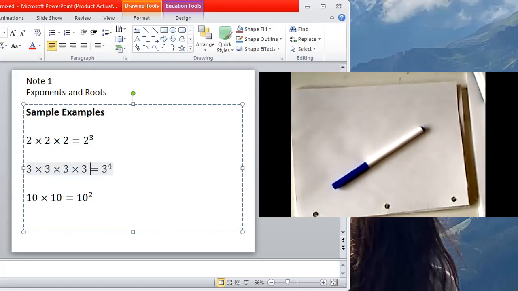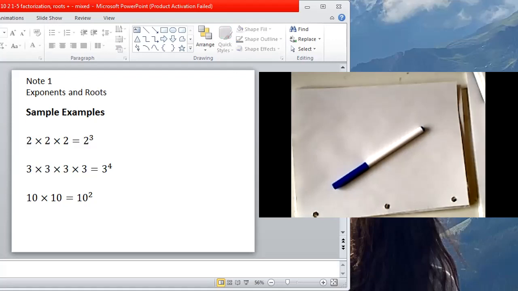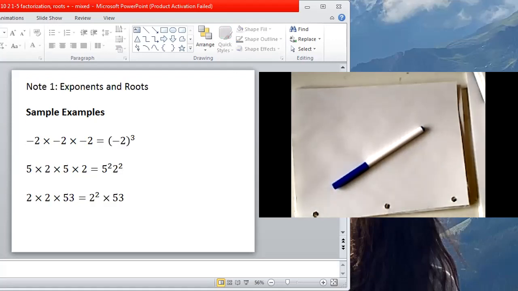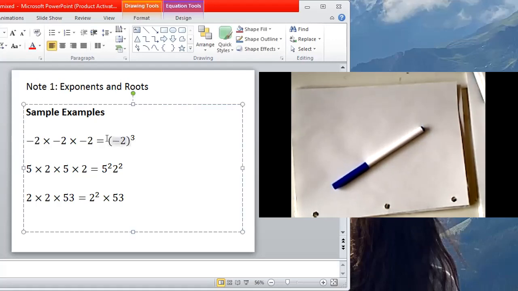Now, a thing to watch is when you get these negatives, okay? So on the left here, we have -2, -2, -2. So the thing we're working with is -2. So that means it goes inside a set of brackets. How many are there? 3. So the exponent is 3.